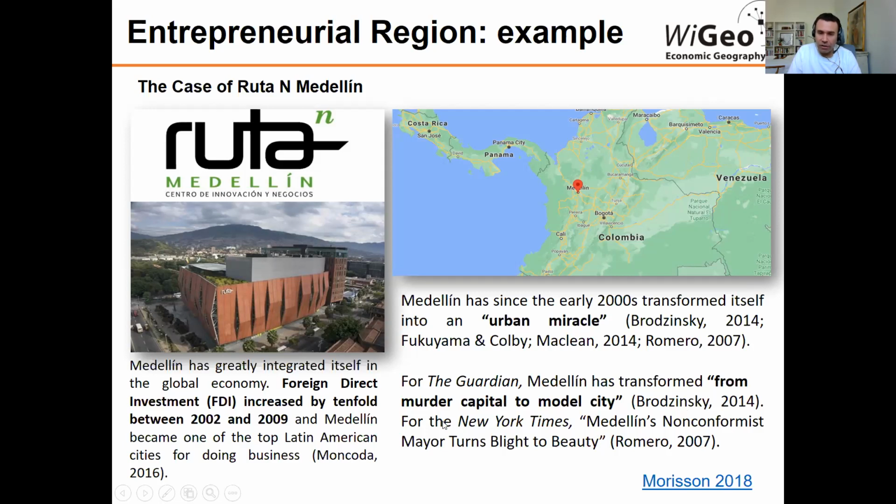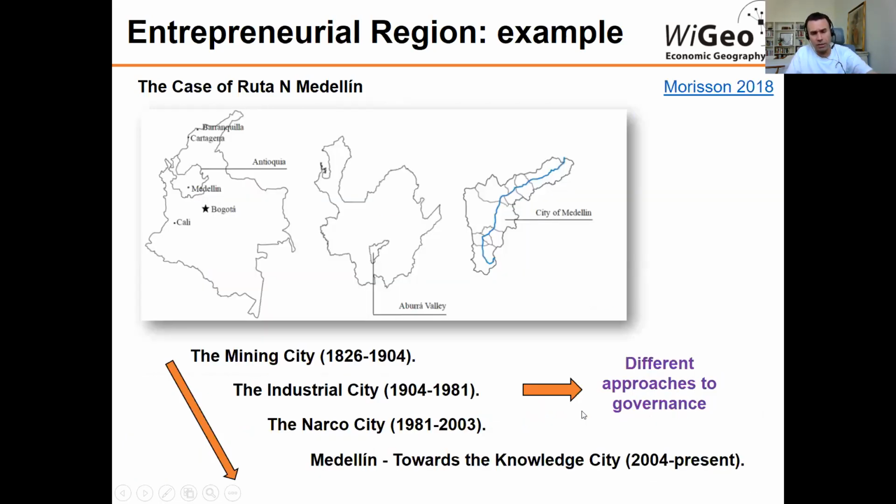So they also call it from a murder capital to the model city. In this publication, the evolution of the city from mining activity to the knowledge economy city of today is underlined in depth, to the point of commenting even on the role of narco trafficking in the city. Even the name of Pablo Escobar appears in the publication as a way to justify why the city could overcome all these weaknesses in terms of governance and be positioned in the global competitive arena, being able to generate new businesses and attract foreign investment as well.